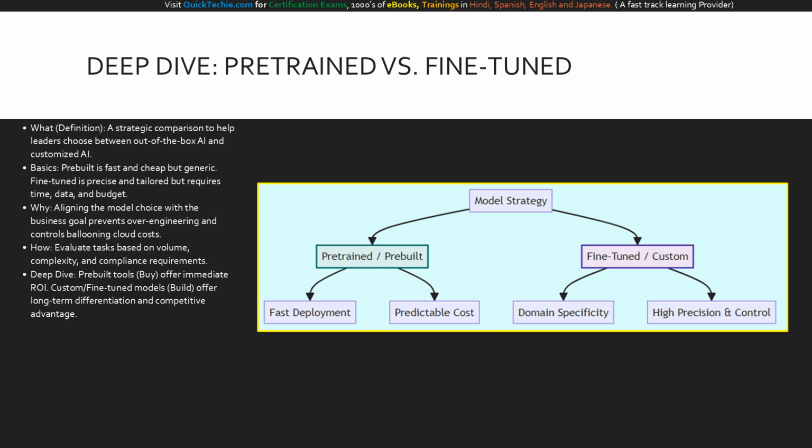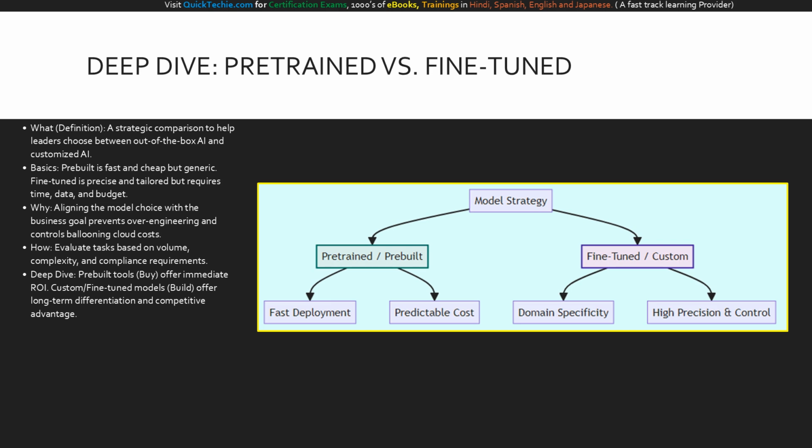This diagram represents the ultimate executive decision tree for AI strategy. From the top model strategy node, the path splits into two distinct operational choices. The left path, pre-trained/pre-built, highlights the advantages of agility. You gain fast deployment and predictable cost, making it perfect for scaling general productivity. The right path, fine-tuned/custom, highlights the advantages of depth. It unlocks domain specificity and high-precision control.